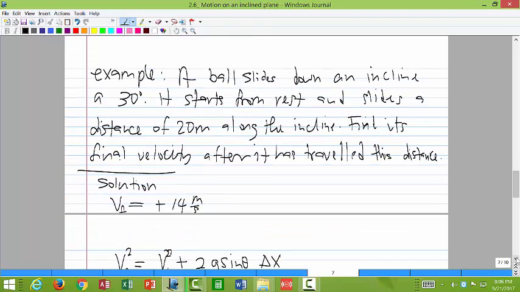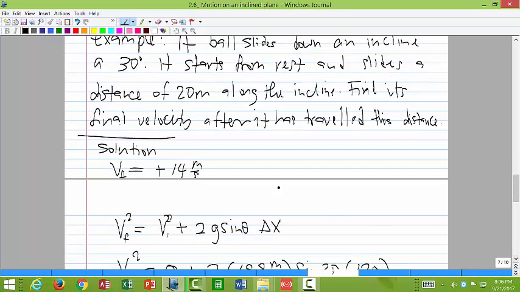So in this frame, I've written out an example of a ball that slides down an incline which is at an angle of 30 degrees. I've mentioned that it starts from rest and slides a distance of 20 meters, so I'm giving you delta x to be 20 meters along the incline. Find its final velocity, which is v final, after it has traveled this distance. So here is a solution. This is what you students told me.